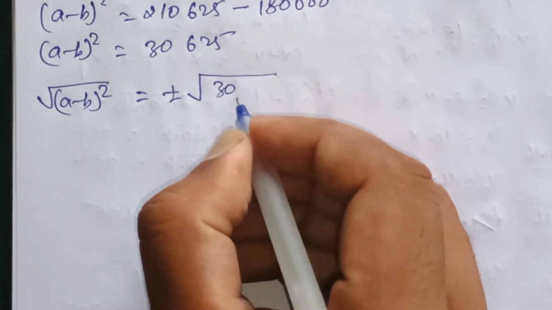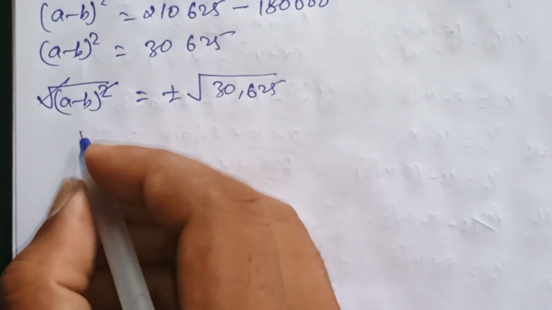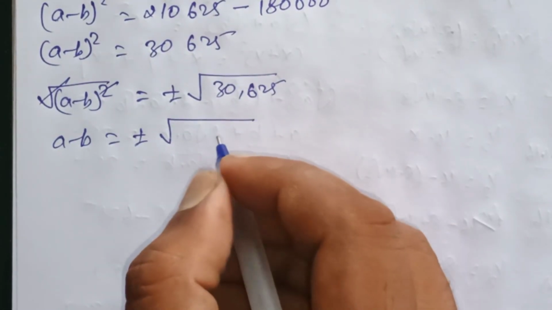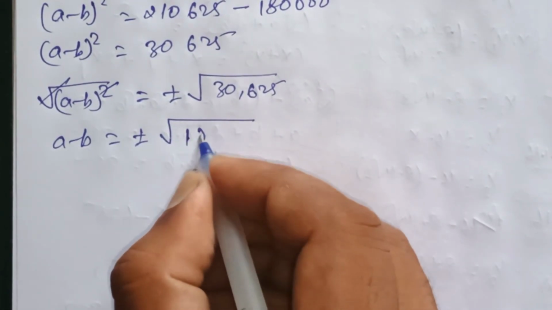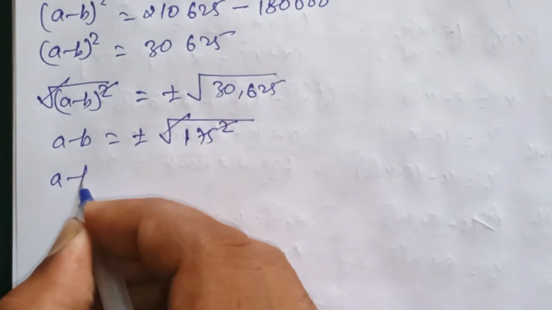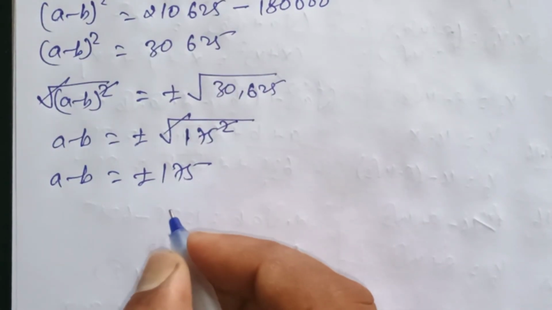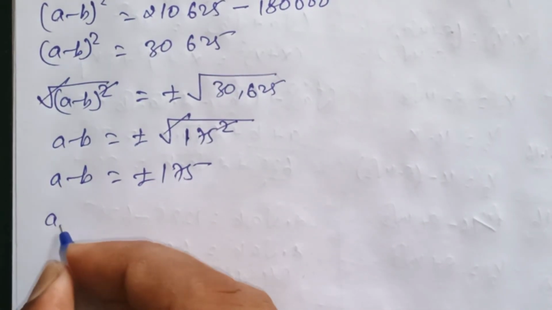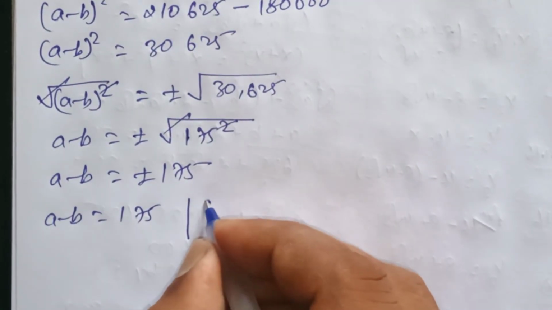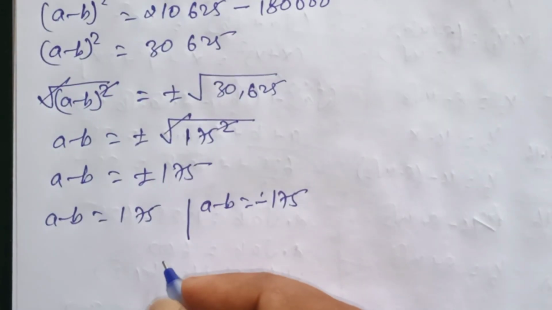Taking the root on both sides: root under a minus b whole square is equal to plus minus root under 30,625. The root and square cancel. A minus b is equal to plus minus root under 175 square, so a minus b is equal to plus minus 175. Here two equations arise. First, a minus b is equal to 175. Second, a minus b is equal to minus 175.